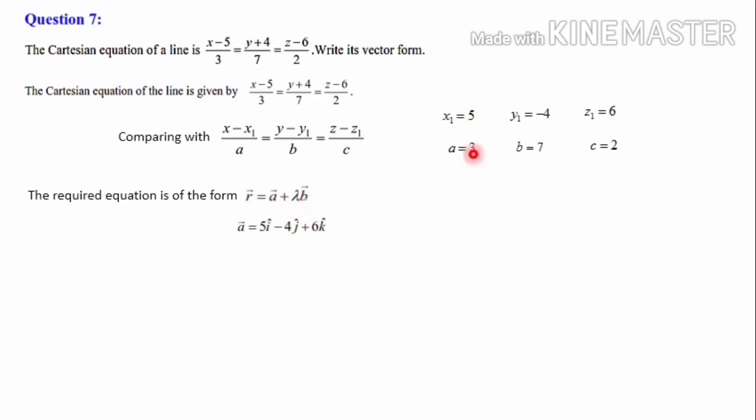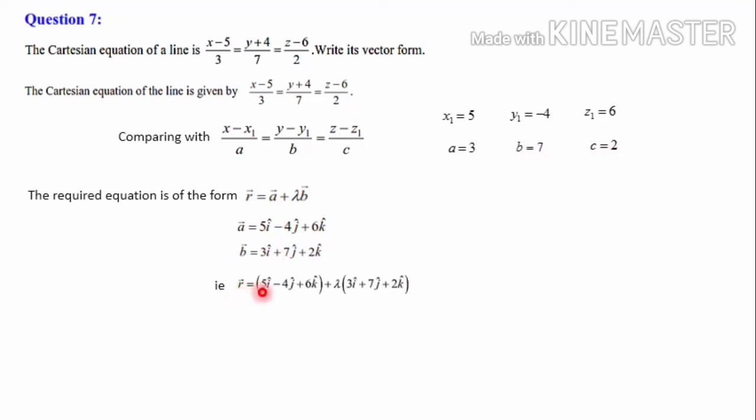Parallel vector we can write by using these direction ratios. That is vector b is equal to 3i plus 7j plus 2k. Once again, vector a is the position vector of the given point. Given point is 5, -4 and 6. Vector b is the parallel vector, that is direction ratios. We can use this one and write 3, 7 and 2. It's written. Just substitute it.